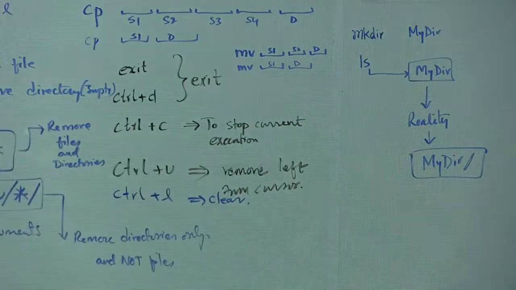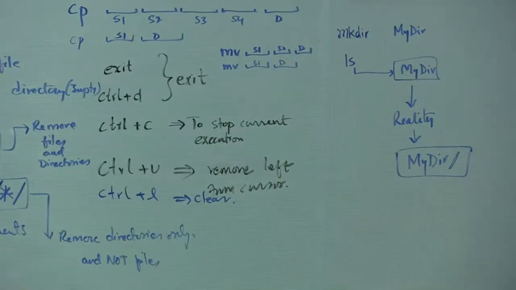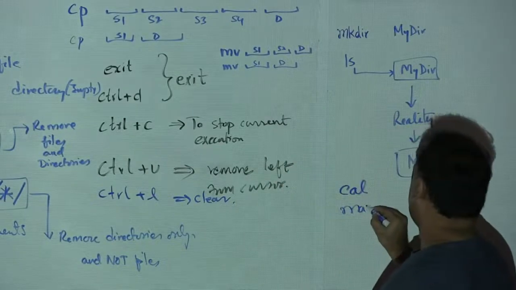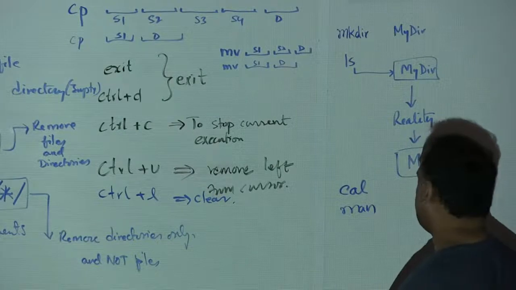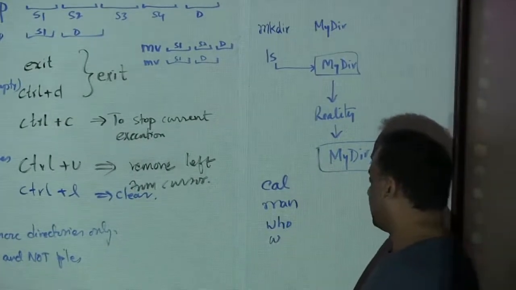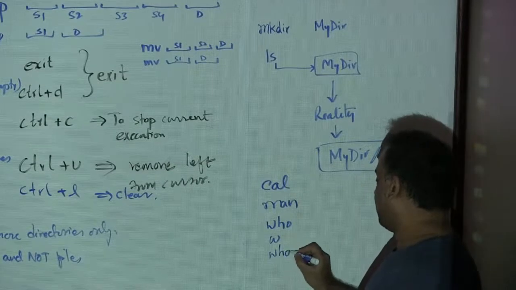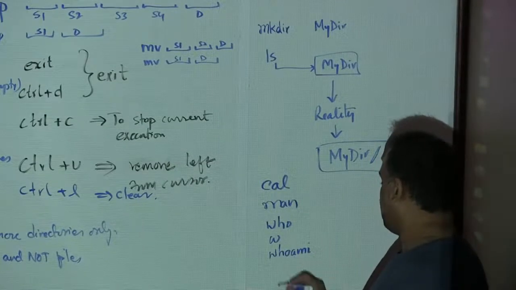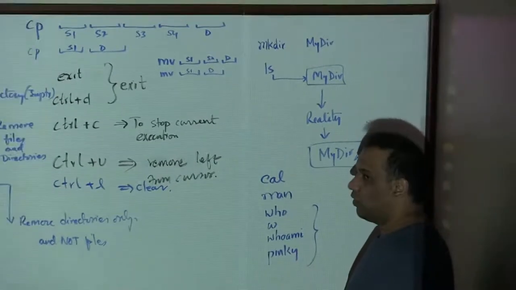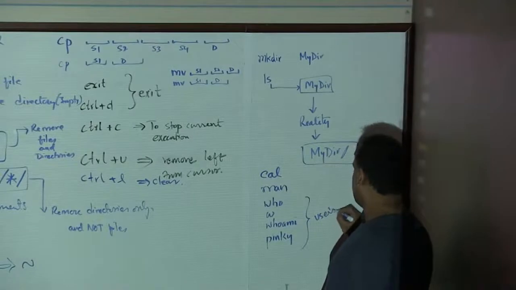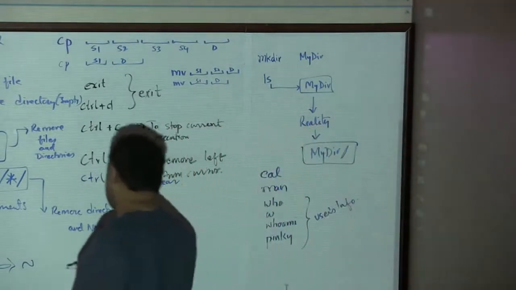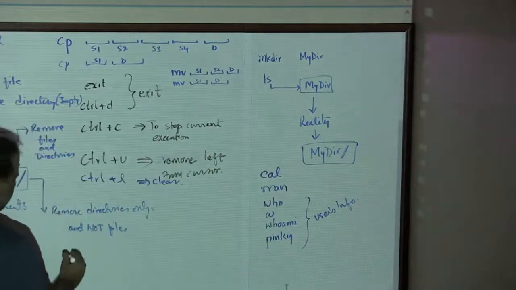Okay, what else? cal and man. Calendar is one of the commands, cal, and then man if you want to check the manual of it. who is one command, w is another command, whoami, finger is another command, right? It is also giving you all the users' info. The other command that I also have is history.